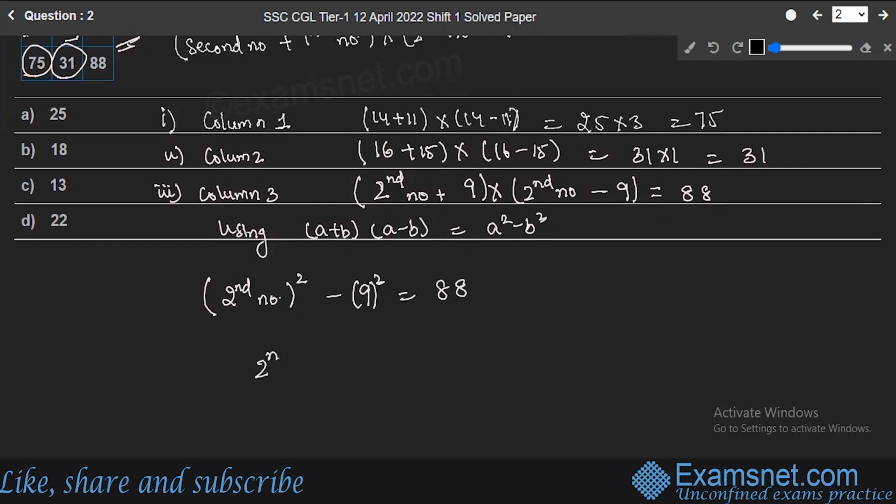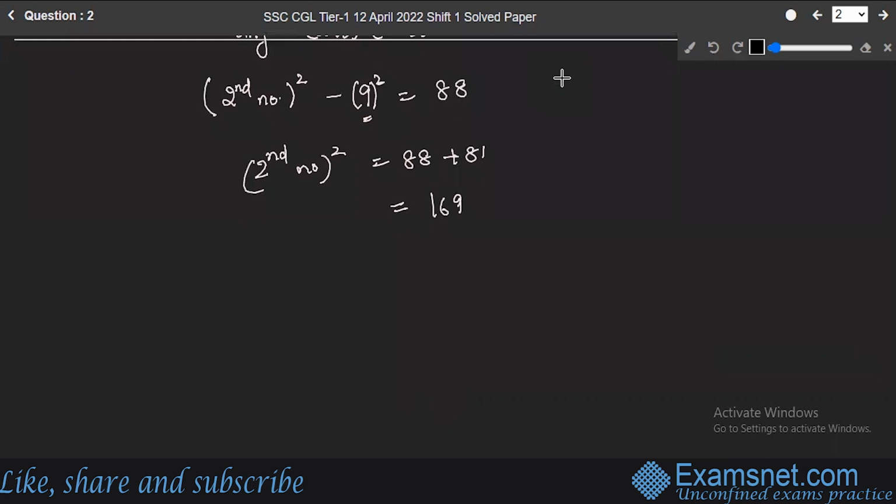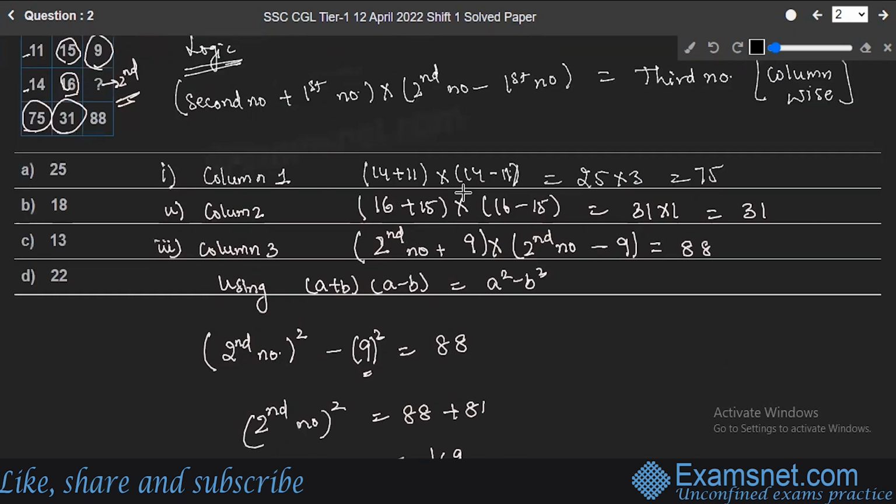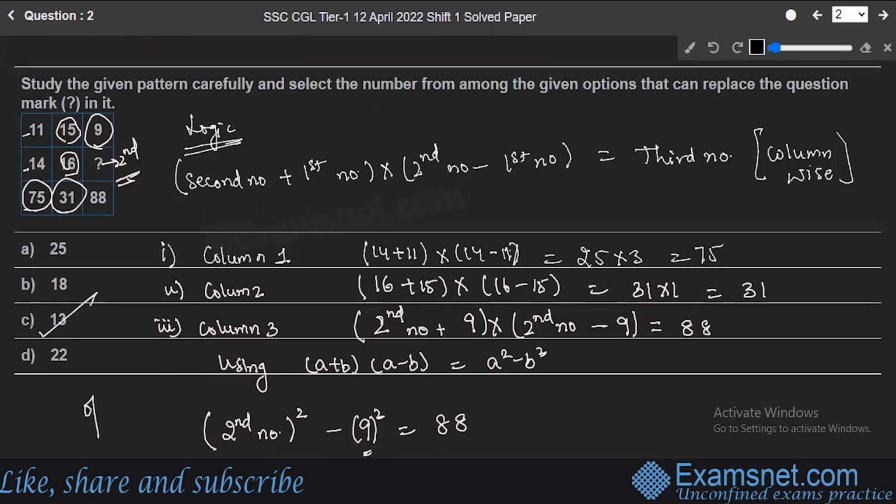So this makes second number square equal to 88 plus 81. Why? 9 square is 81. All of you know this. So this is equal to 169. So the second number will be equal to root of 169, which is equal to 13. Right? Okay, so let's check with the options. Option C is the answer to the question. Hope you are clear with this. All right, then let's move to the next question, number 3.